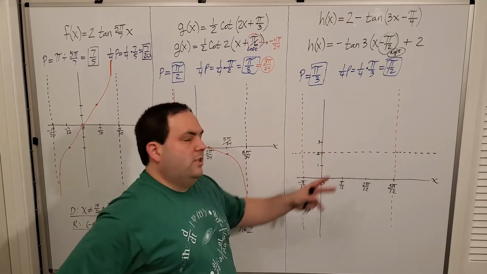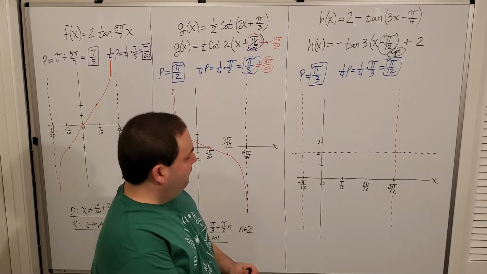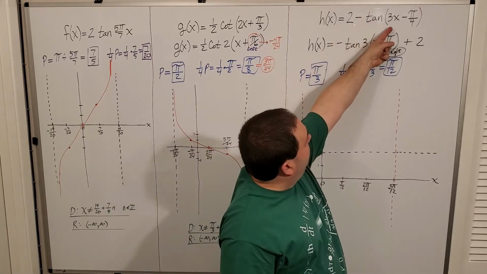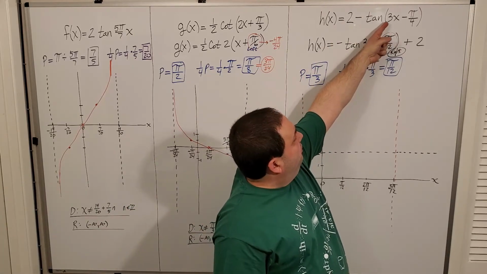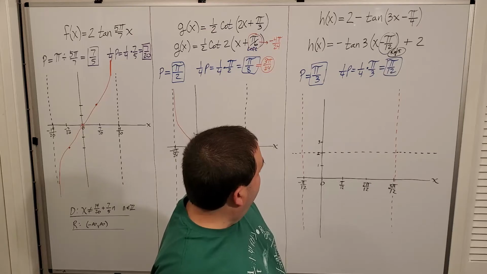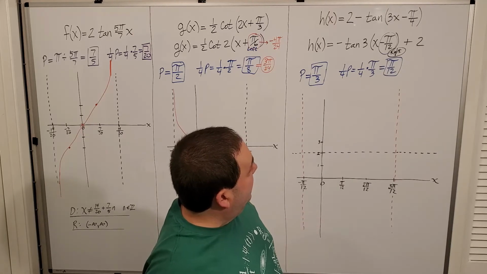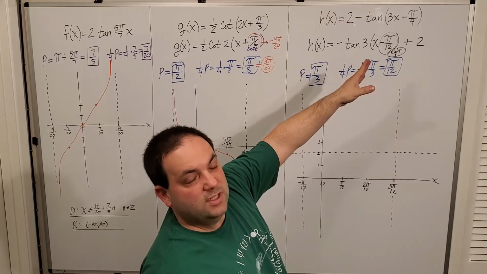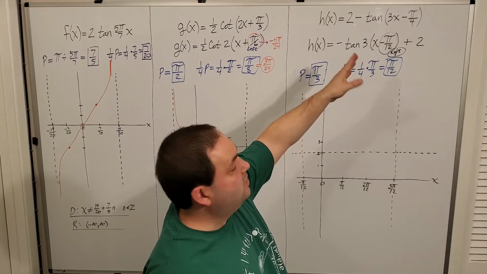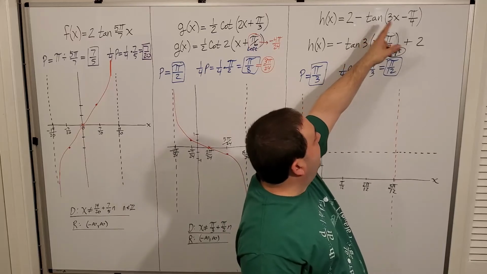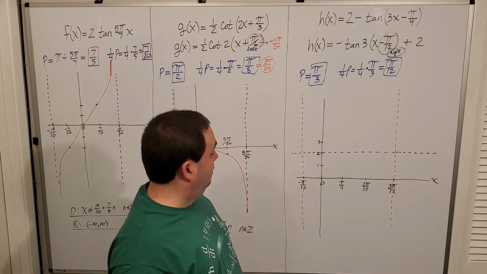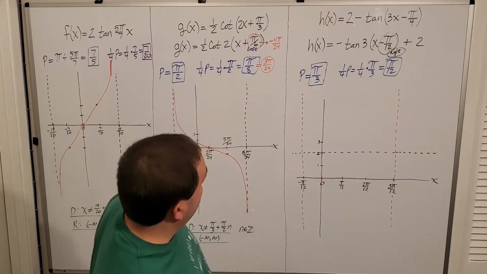Incidentally, if you're not sure that these asymptotes are coming out right, don't forget that you could take these numbers like negative pi over 12 and plug them back into the original. 3 times negative pi over 12 will give me negative pi over 4. And then negative pi over 4 minus pi over 4 is negative 2 pi over 4, which is negative pi over 2. And tangent of negative pi over 2 is undefined. So this is, in fact, the correct placement of that asymptote.